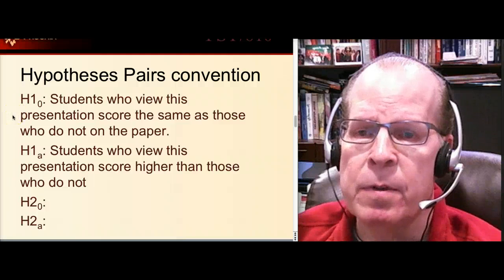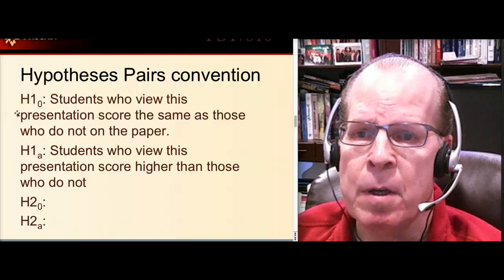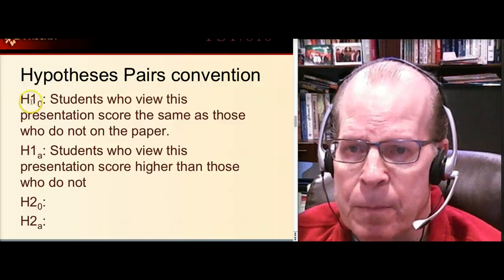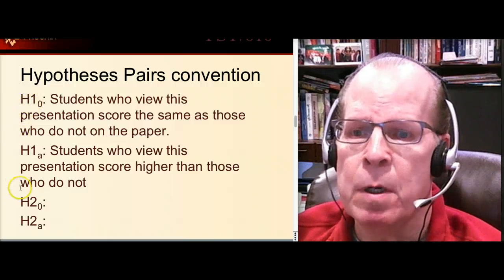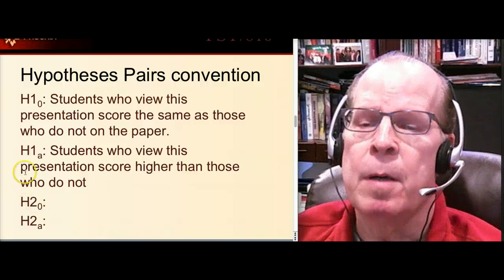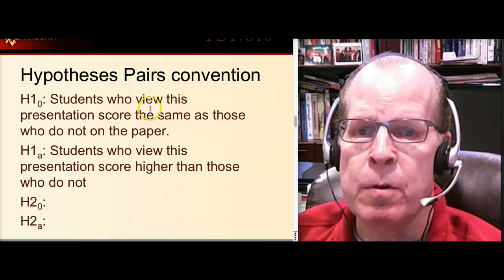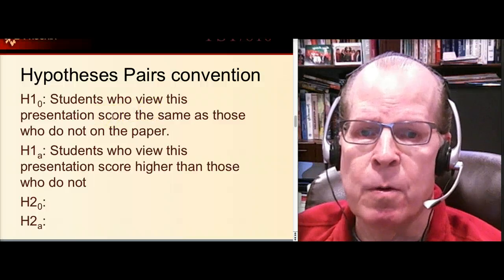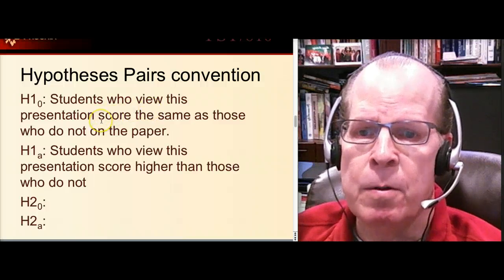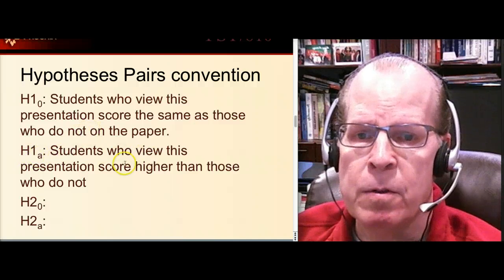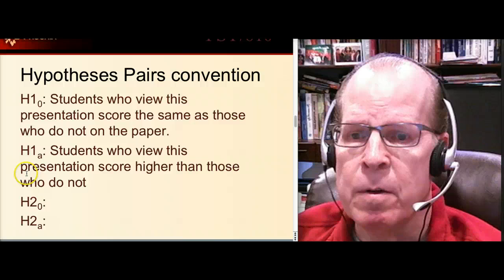A lot of times research proposals have more than one pair of hypotheses, so you simply write them H1 for hypothesis 1, H2 for hypothesis 2. So you can see here's the first one, the null: students who view this presentation score the same as those who do not on the paper. And then the research alternative: students who view this presentation score higher than those who do not.